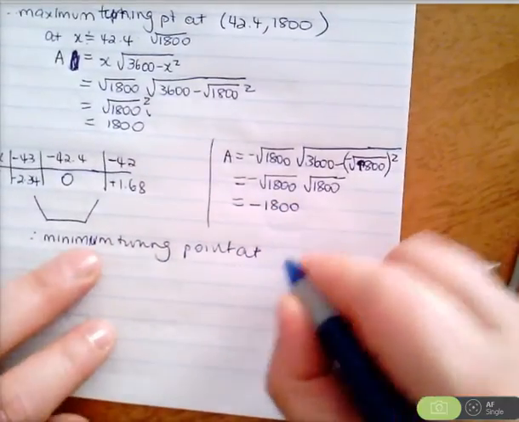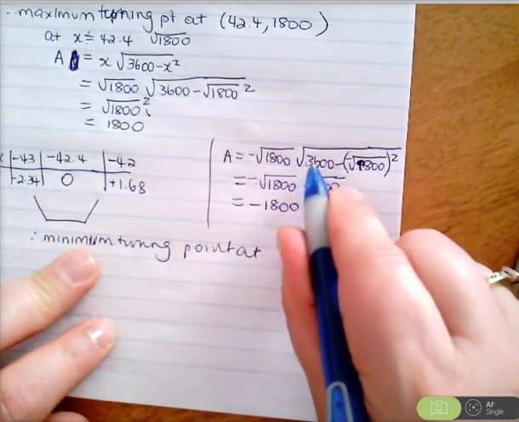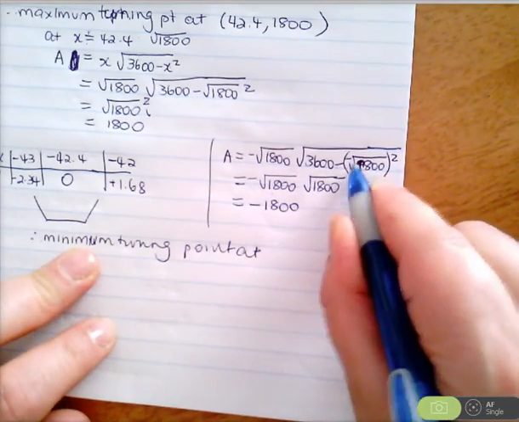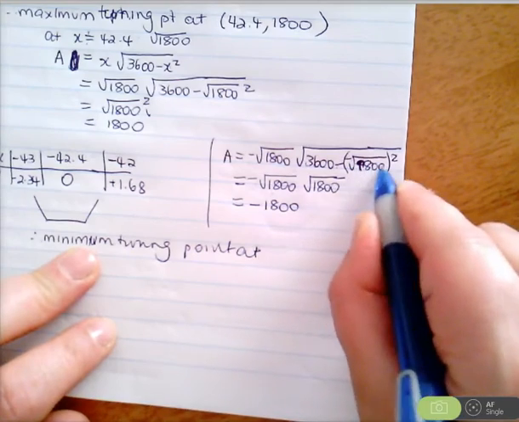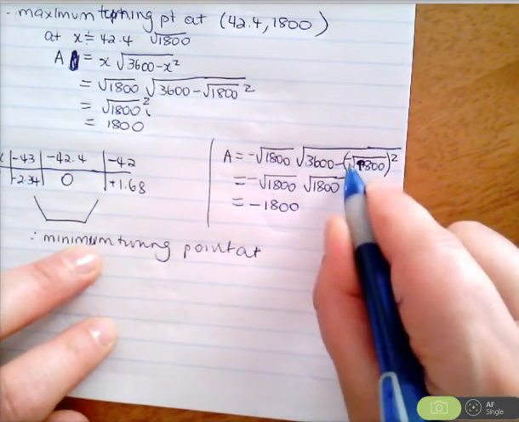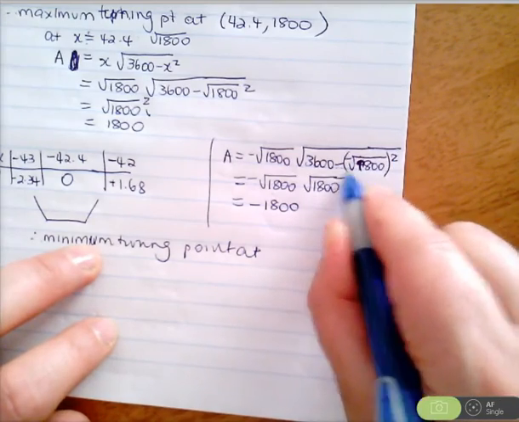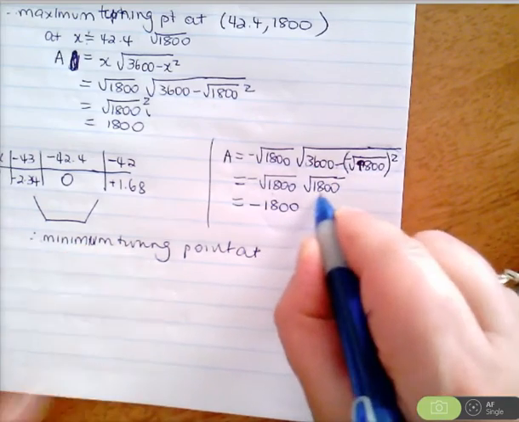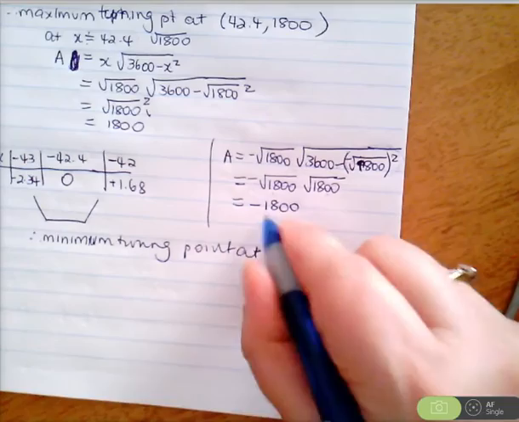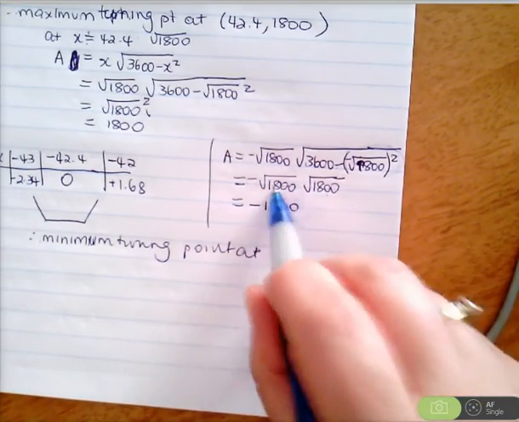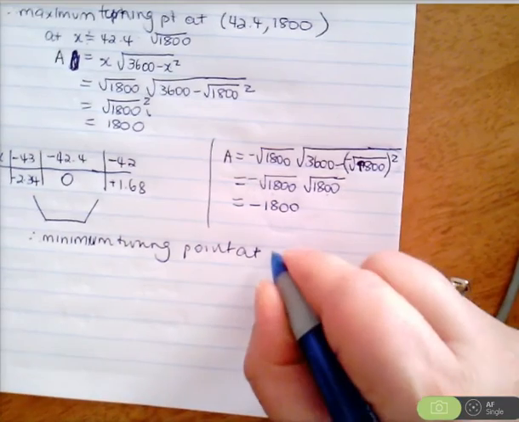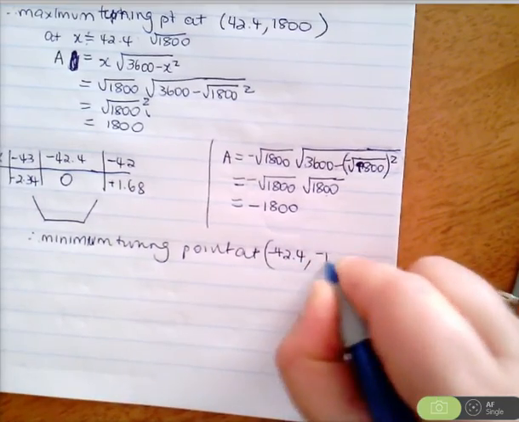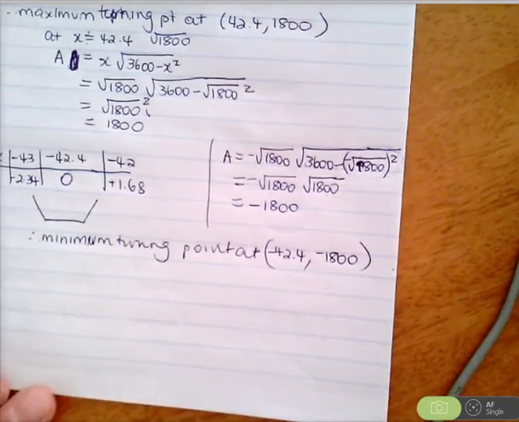Okay, so therefore you've got the minimum turning point, so just be careful here. This will be 3,600 minus the square of negative square root of 1,800. You square the negative, you get the positive. Square root and squared cancel, you will get positive 1,800 for this whole thing. So it'll still be just 3,600 minus 1,800, which is the square root of 1,800, all right? So negative root times the positive root will just be negative 1,800. So minimum turning point at negative 42.4, negative 1,800. And that's the end of question 20.